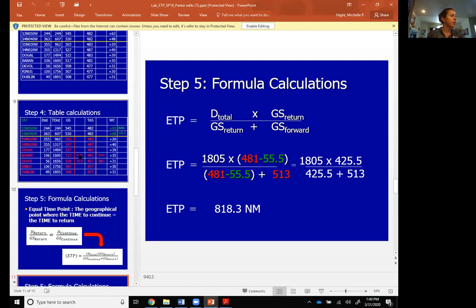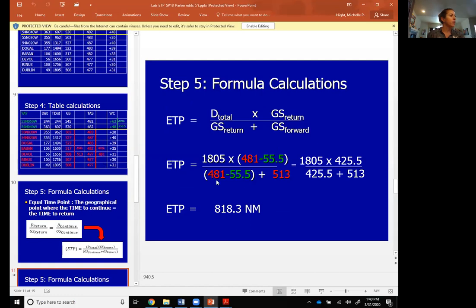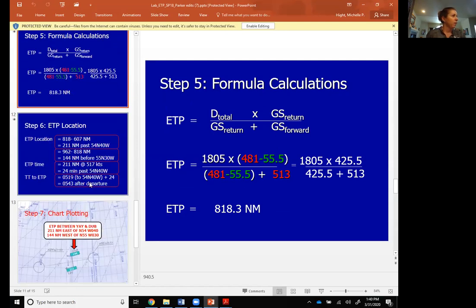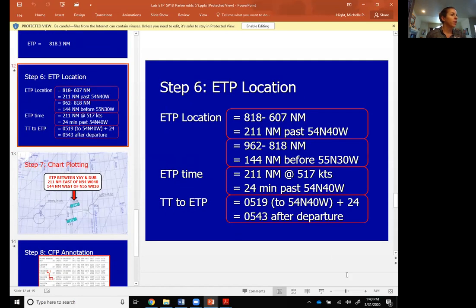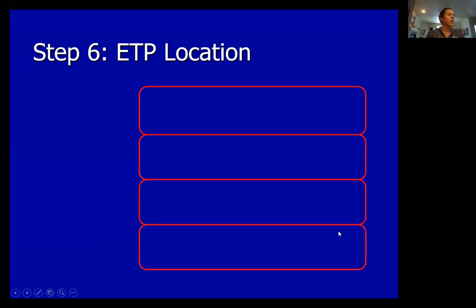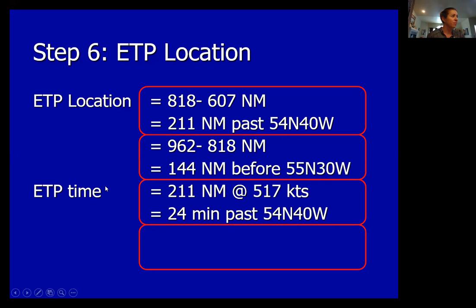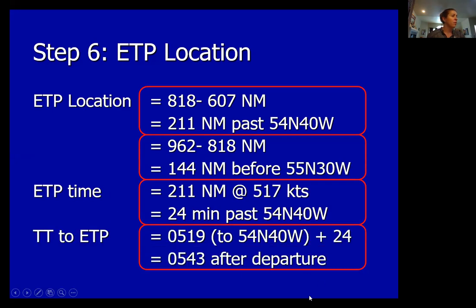Step 4, table calculations. See all these red numbers that I've transposed into this formula calculation? Freeze this in your memory. It's exactly how you're going to do your homework. All right, so figuring out the ETP location, once again, is a concept that does elude people sometimes. I went through that real fast, but I'll show you probably a better way to do it.